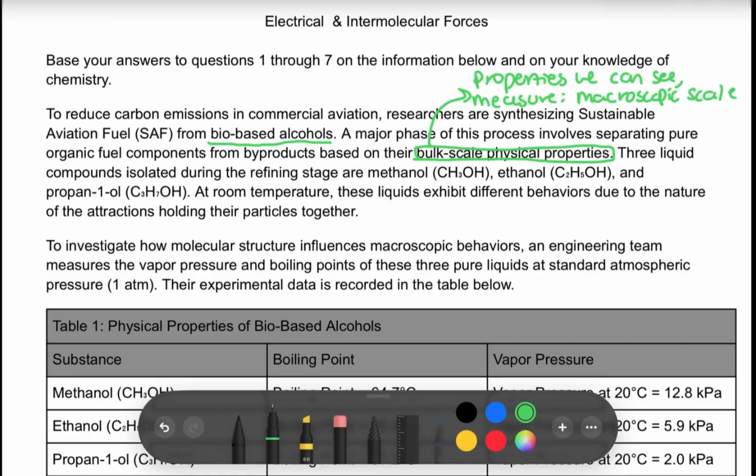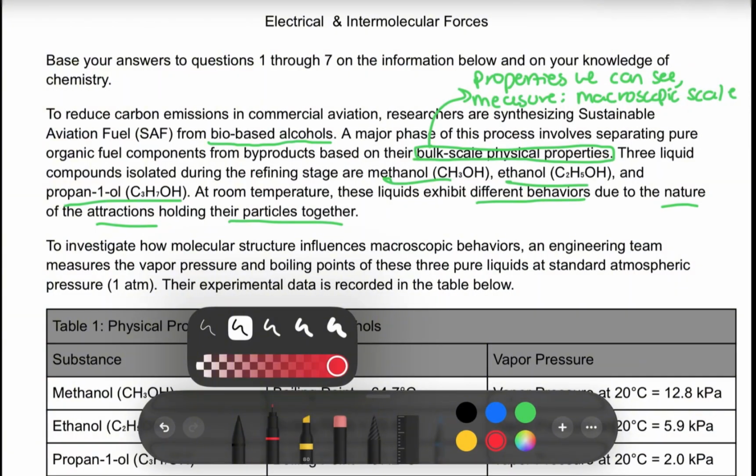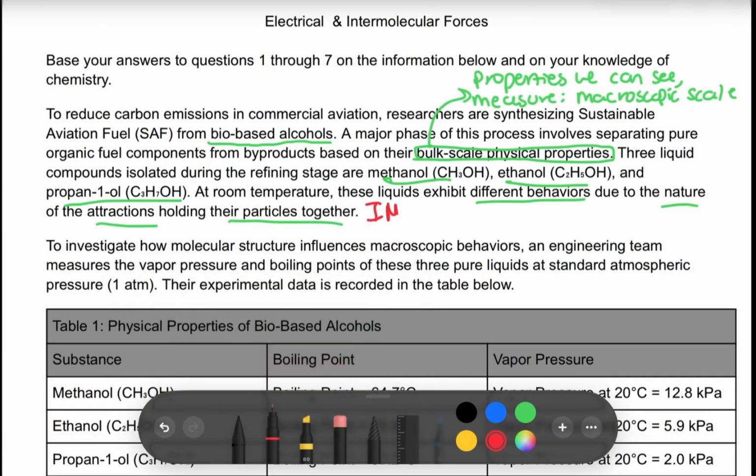Three liquid compounds isolated during the refining stage are methanol, ethanol, and propanol. At room temperature, these liquids exhibit different behaviors due to the nature of the attractions holding their particles together. What this means, the nature of the attraction, is intermolecular forces or electrical forces. These are the same thing. Now, these forces are what's holding the molecules together, the attractive forces.